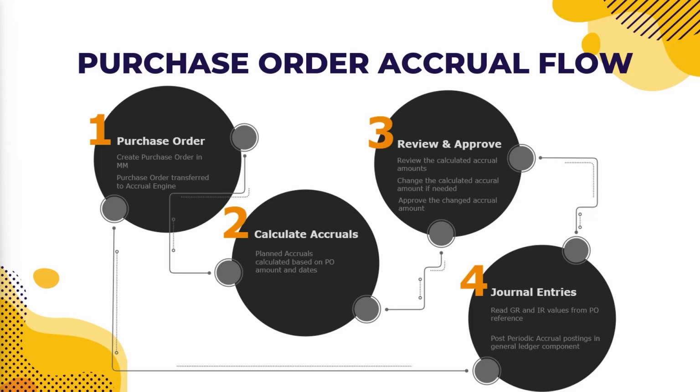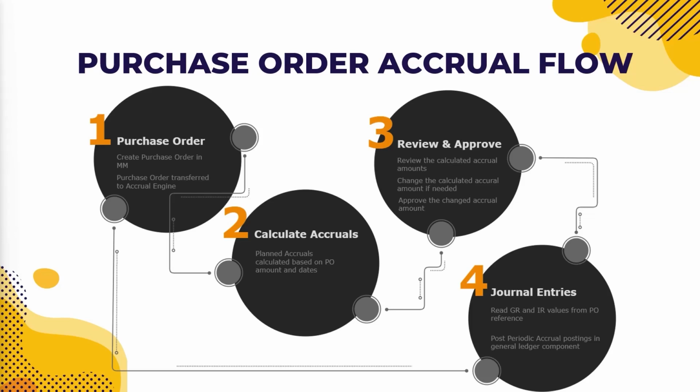The fourth step is the periodic accrual postings in the general ledger component. Unlike manual accruals, in case of purchase order accruals, before actually posting these journal entries, the accrual engine will refer to the goods receipt, if posted, for the purchase order for which these accrual postings are calculated and posted. Depending upon the amount entered in the goods receipt, the system will understand it as an actual accrual amount and subtract this amount from the planned accrual, and only the difference is posted as the accrual amount in the GL component.